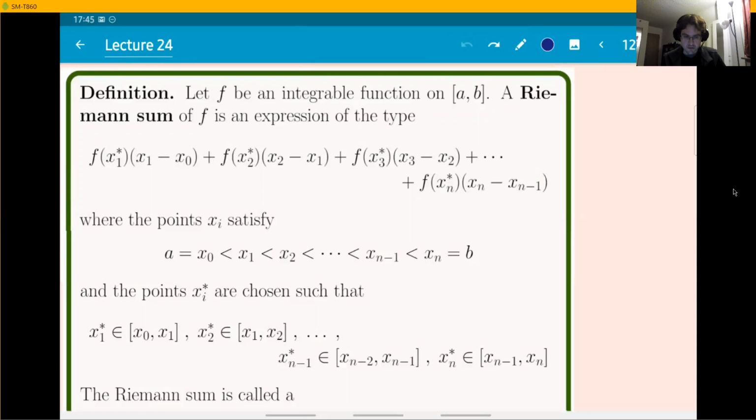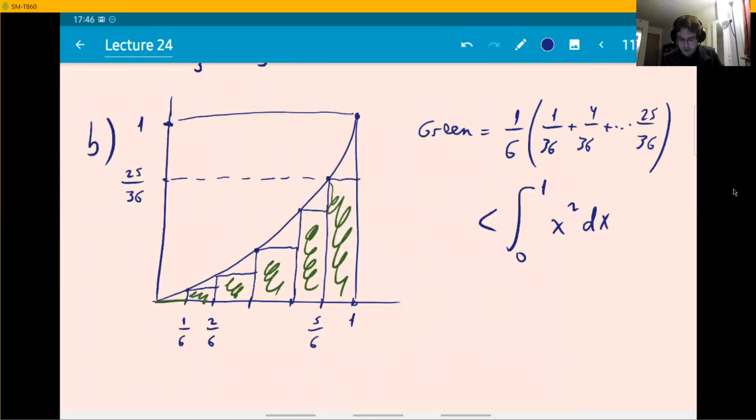It's a sum of a bunch of numbers where each number goes like this. You have f of something times a difference between x values. If we go back to the examples, the difference between x values was always equal to 1 over 6. We were looking, for example, right here at 3 over 6 and 4 over 6, these two x values. One minus the other would be the base of that rectangle. It's this 1 over 6.